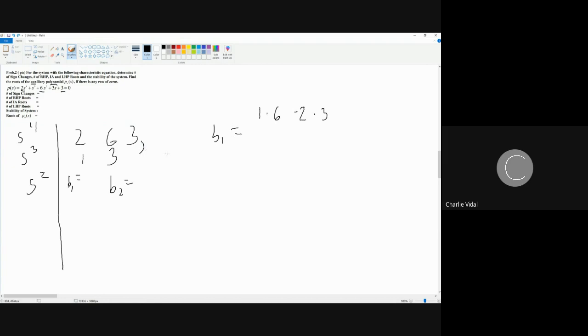But as I said before, if you do 2 times a half and 6 times a half, it gives you the next two numbers. So you might be able to tell that 1 times 6 minus 2 times 3 is equal to 0. So B1 is going to be 0. B1 is going to be 0. And B2 is going to be, B2 is equal to 1 times 3.